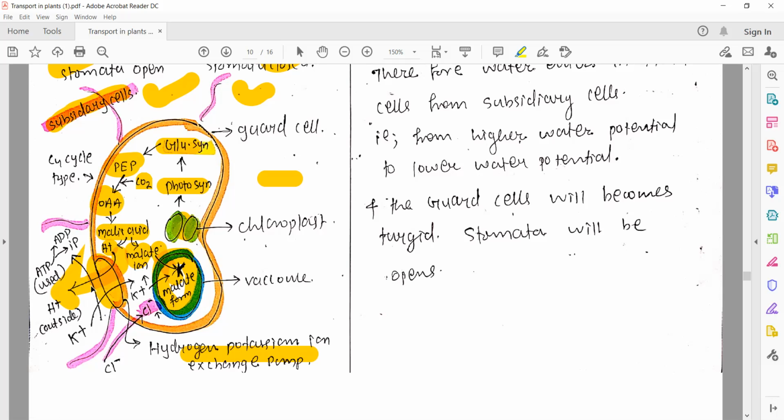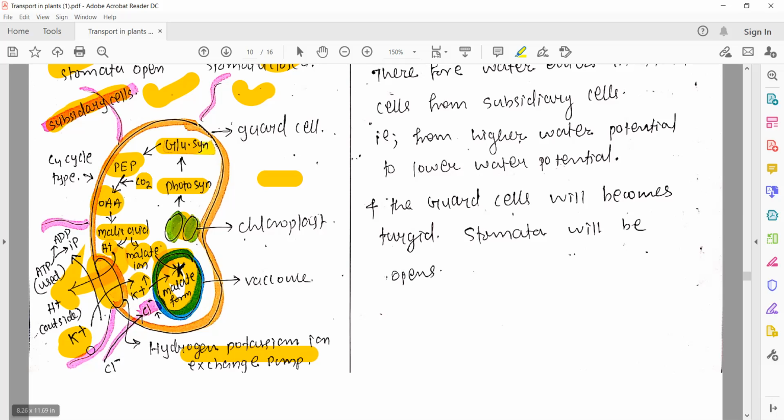Now when the positive charge is moving outside, there may be a decrease of positive charge on the inner side. So for maintaining the balance, what will happen? The potassium ions will enter inside the guard cells through the same channel, for maintaining things neutral, or you can say for the balancing activity. So potassium is getting more in number.